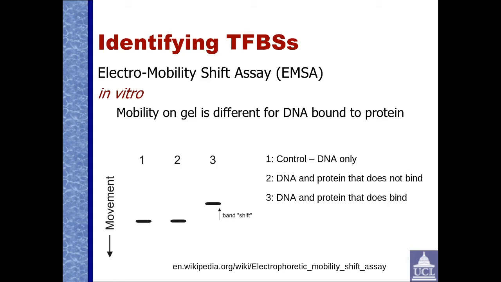Now, what we can do is realise that if we split the DNA into fragments, then the mobility of the DNA is going to be different in a mobility assay when DNA is bound to a protein. So essentially what we're doing is running a control, in this case, of DNA only, down a gel, and here we're running the DNA and a protein that doesn't bind to it, and here we're running the DNA with a protein that does bind, and we see that the band is shifted.